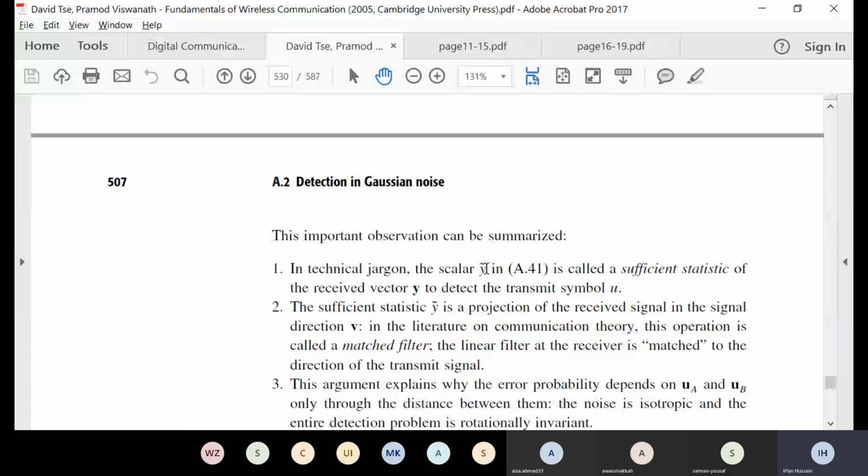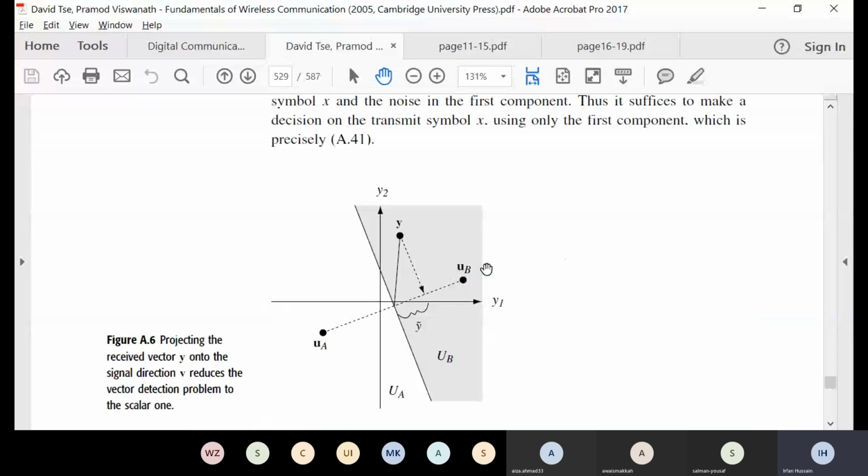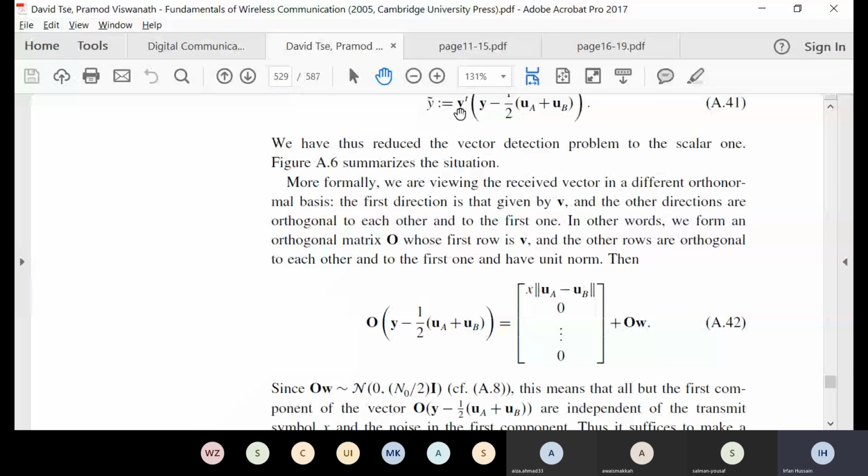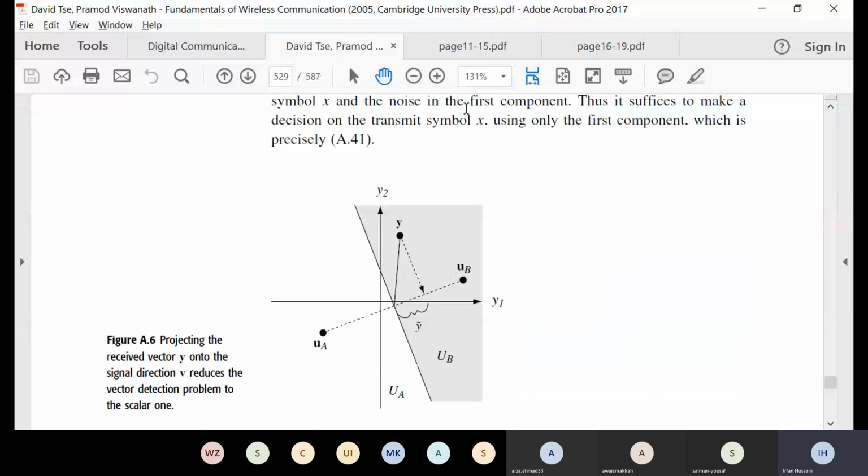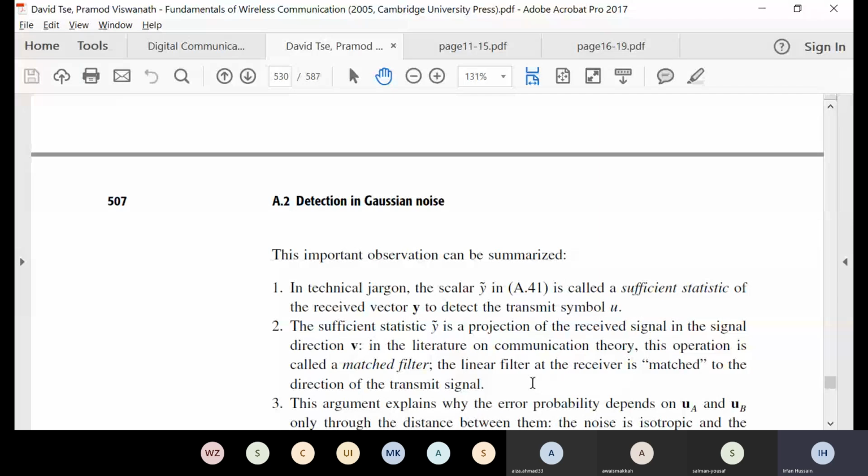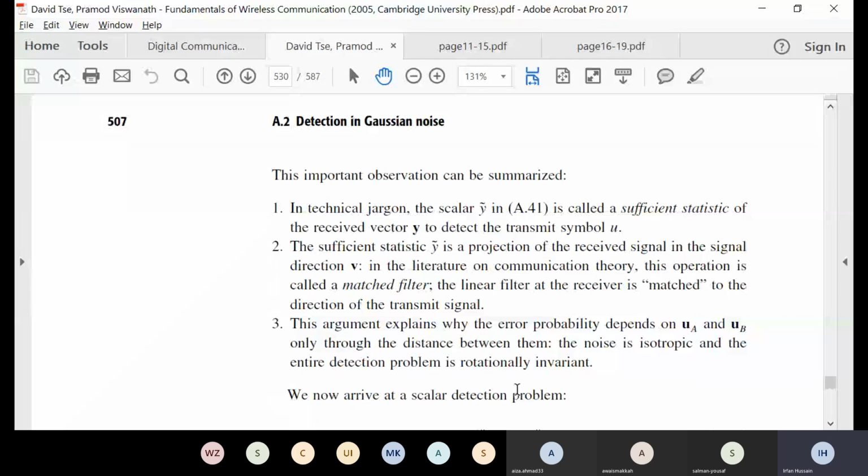You just have to project the received y onto the v vector. You will get that y tilde. So y tilde is just the projection of the received signal onto v. This is a sufficient projection, and this operation is called a matched filter. Yes, it only depends on the distance between them, and yes, all that.